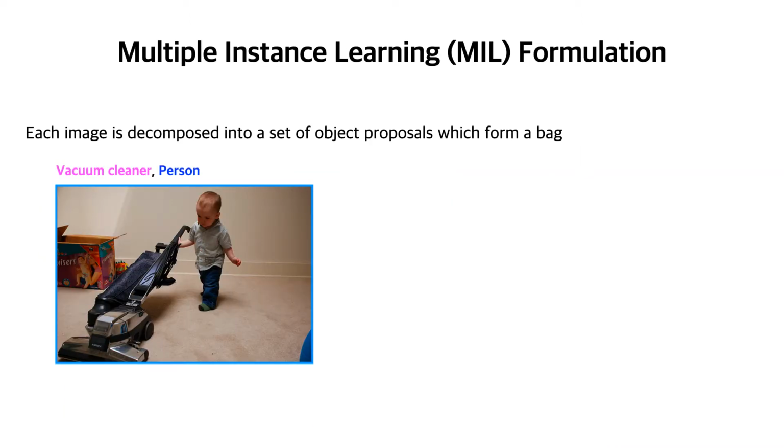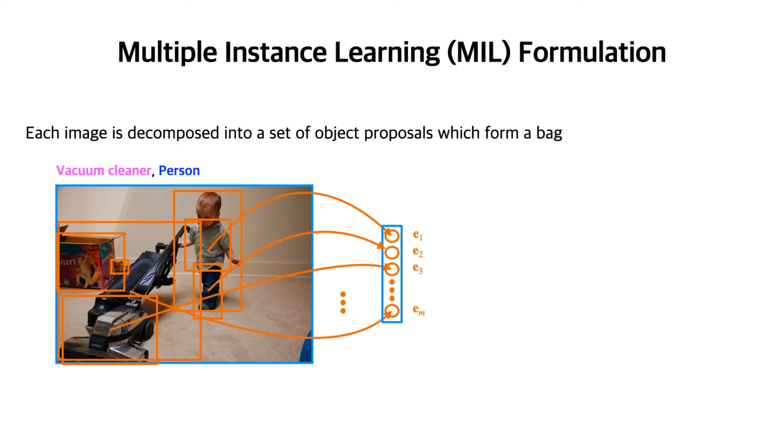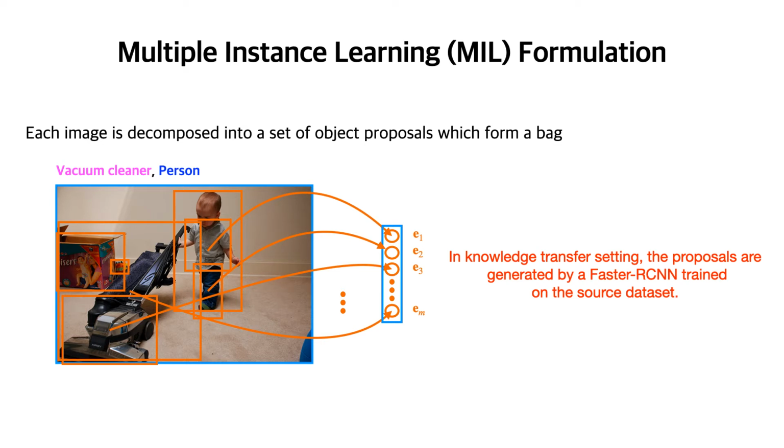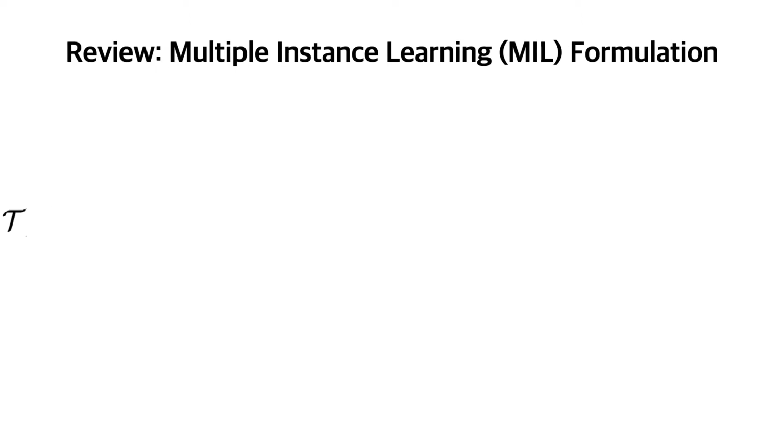In the first step of object localization, each weakly labeled image is first decomposed to a bag of several image proposals. In the knowledge transfer setting, the proposals are generated by a Faster R-CNN trained on the source dataset. We solve the localization problem for each class in the target dataset separately.